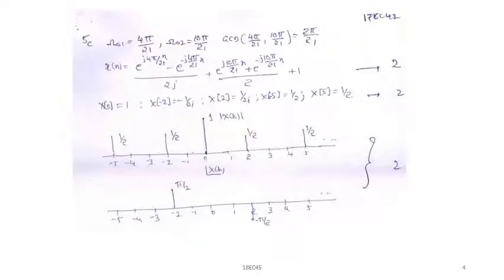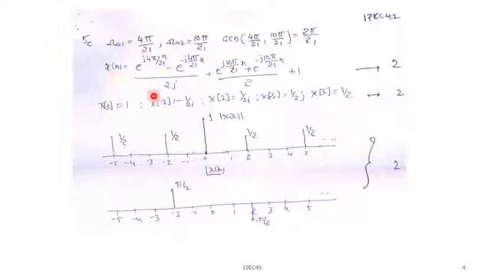The third one is you have to find out the DTFT of the signal. Better you can expand it. Before expanding, just write down the angular frequency here. The omega naught 1 is 4 pi by 21, omega naught 2 is 10 pi by 21. Take the GCD of this, you'll get 2 pi by 21. The omega will be 2 pi by 21.